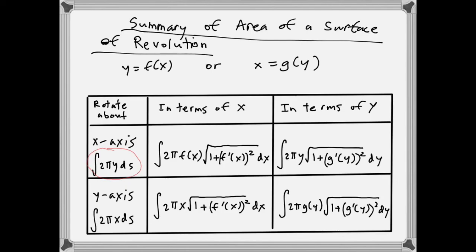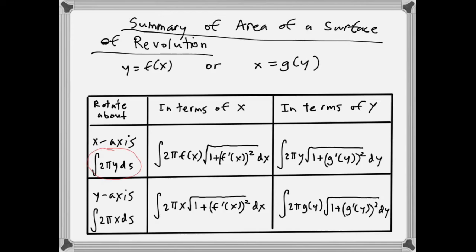So if it is in terms of x, then your y becomes f of x, and your ds becomes the square root of 1 plus f prime of x squared dx. But if it's in terms of y, you use the y version of the ds. However, instead of f of x, you're just going to use the letter y. Okay? So that's what we see in the first row.